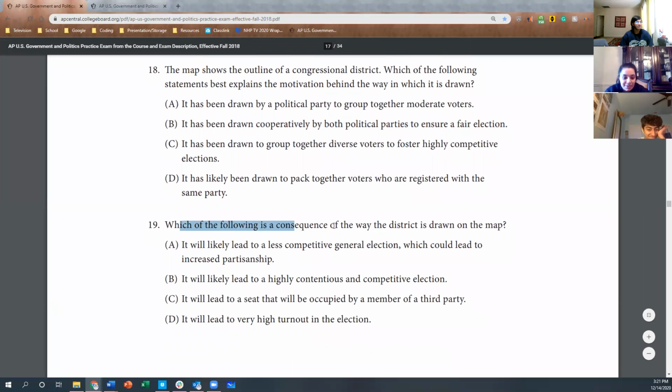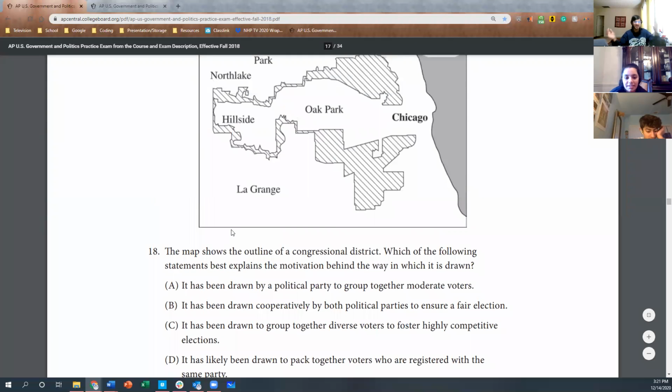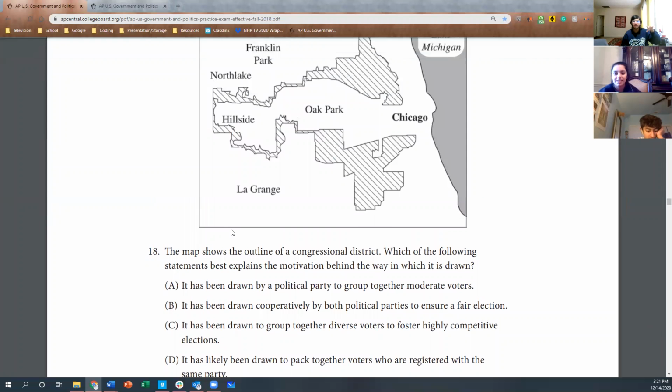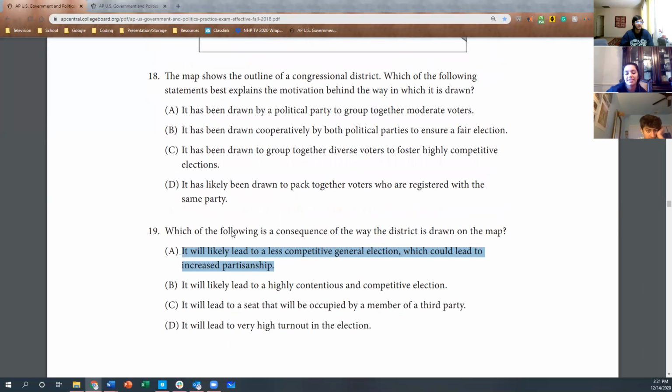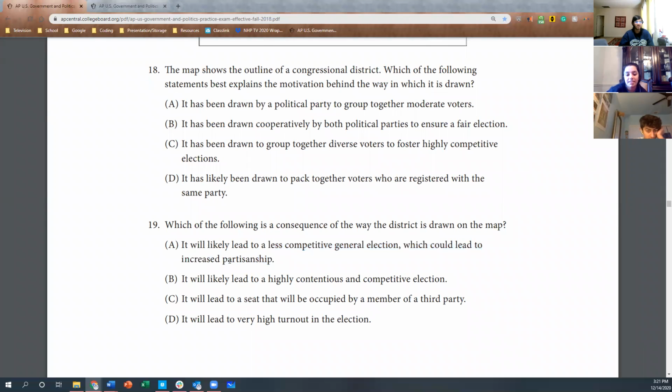Anyways. Which of the following is a consequence of the way it's drawn? Likely to be less competitive, which could lead to increased partisanship. That seems right to me. Because when you pack together voters of one party in one district, there's no competition for the other party. So it's less competitive, and that could lead to increased partisanship because you have one district that's very one way, and then the other districts which are very the other.